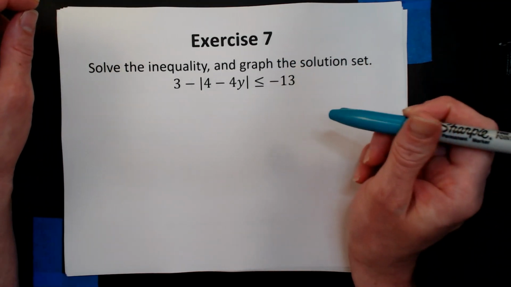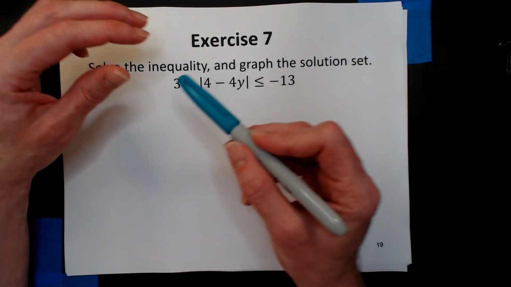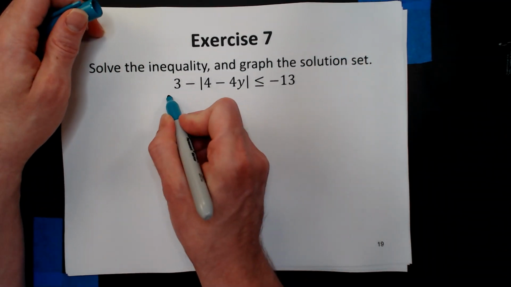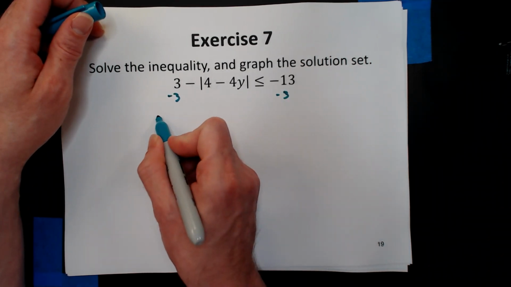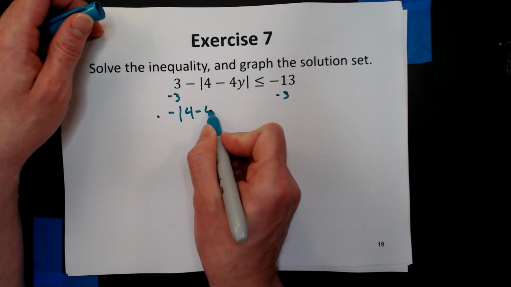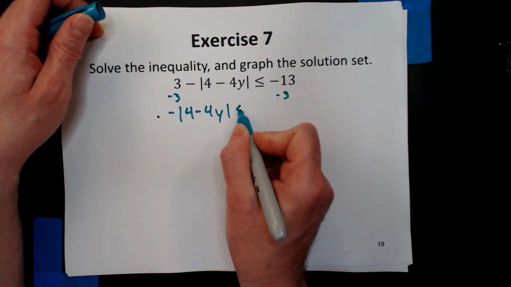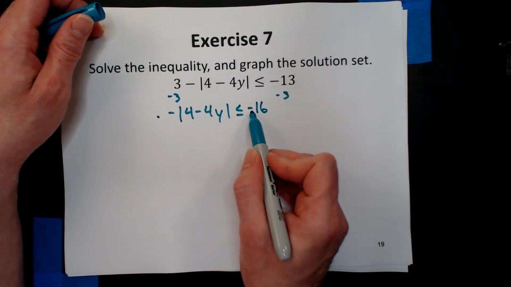So solve the following equation and graph the solution set. Once again, I always graph the solution set first, but more on that later. So we subtract 3 from both sides, and I'm going to get negative absolute value of 4y, and that's less than or equal to negative 16. Once again, we're not done yet.